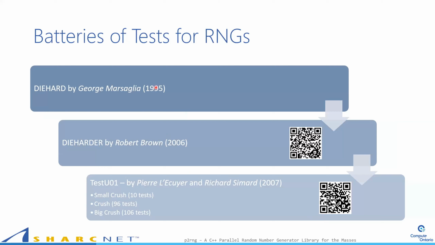There are some batteries of tests for RNGs, but I'm not going to talk a lot about it. The first one was Diehard, and then Dieharder, followed by TestU01, which is considered the gold standard. It includes 3 subsets: SmallCrush, Crush, and BigCrush. To be a good random number generator, it is not sufficient to just pass BigCrush. But if it can't even pass BigCrush, there is a problem with it.